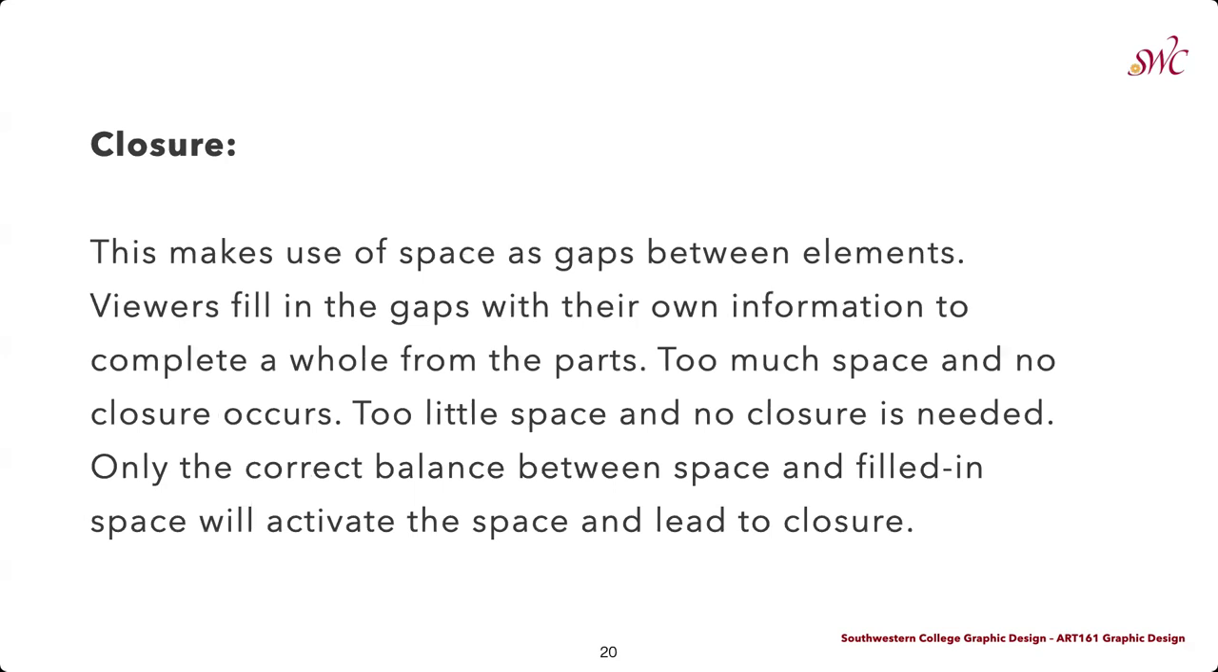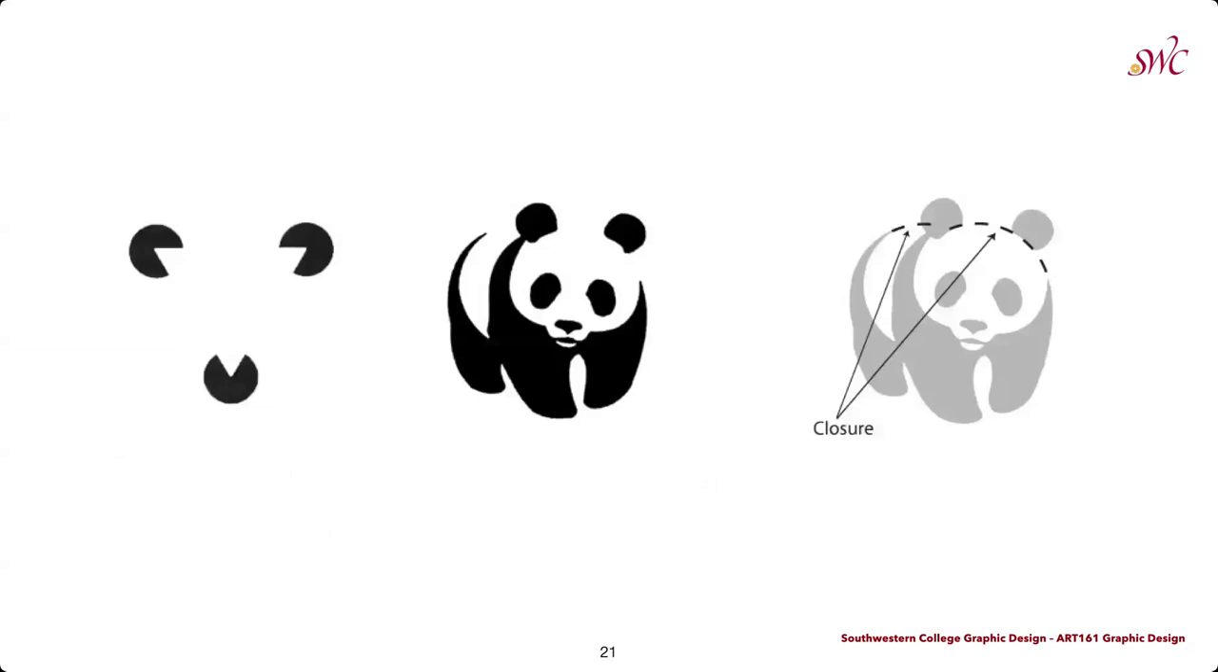Now, in order to use this effectively, you're going to tie this into another principle of design called closure. And this makes the use of space as gaps between elements. And it allows us as viewers to fill in those gaps where there is no information and complete a whole from the parts. This goes back to the Gestalt principles. Now, too much space and no closure occurs, and too little space and no closure is needed. So you want to think about that correct balance within the sense of closure here.